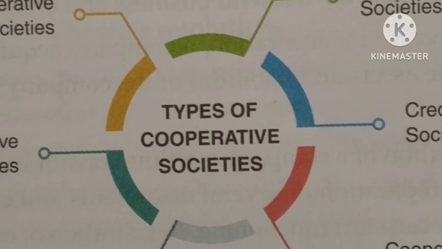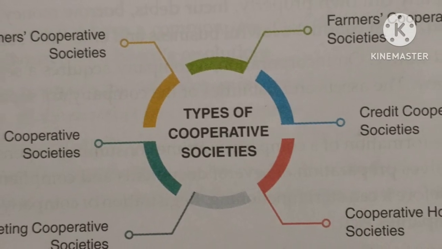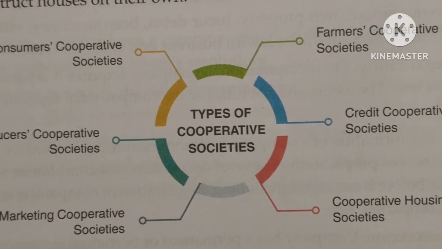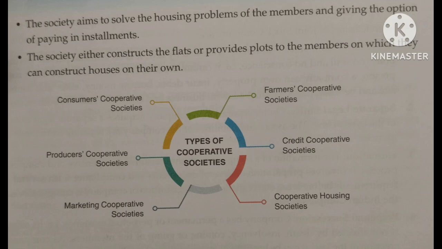Hello children, today we will study first the types of cooperative societies. By now we already have studied about cooperative societies, their merits and limitations. Now we will study about types of cooperative societies. So there are 6 types of cooperative societies.